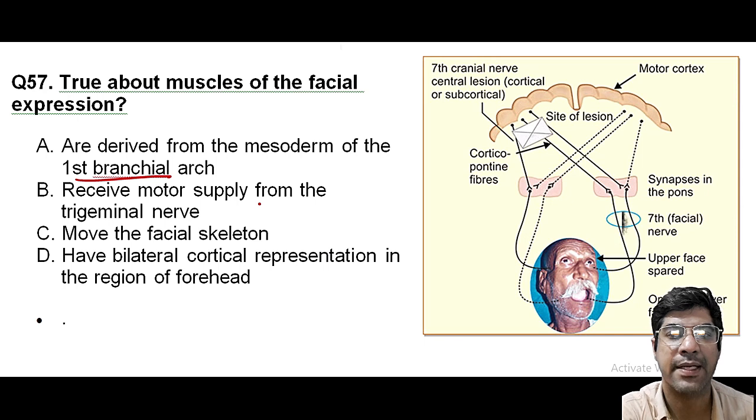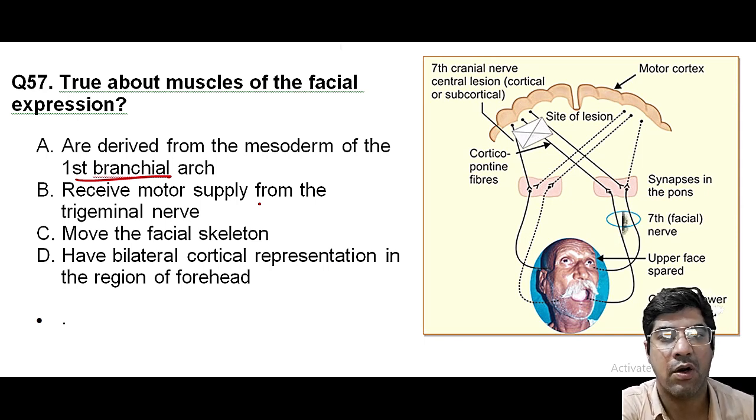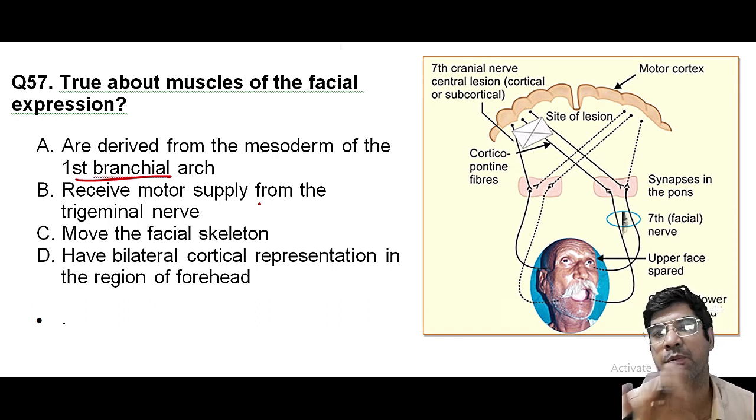Option D, have bilateral cortical representation in the region of the forehead. So that option is correct. This means that the area of the brain responsible for controlling these muscles is found on both sides of the cerebral cortex.